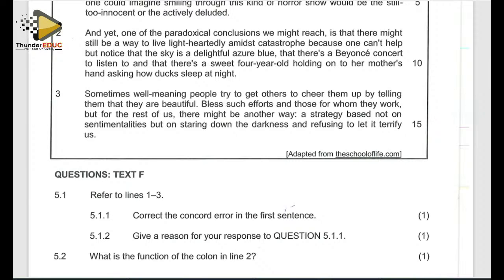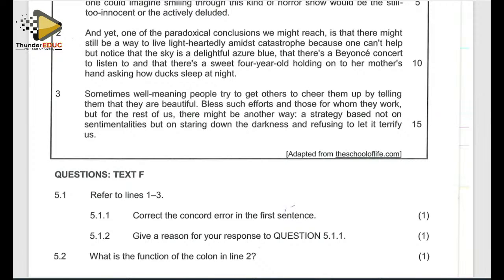Deliberate errors have been placed, which means you must know your language structures, concord, functions of punctuation marks, direct and indirect speech, ambiguity, form of words, and types of sentences, which were dominating in this paper. Now let's go to 5.1.1. Correct the concord error in the first sentence.